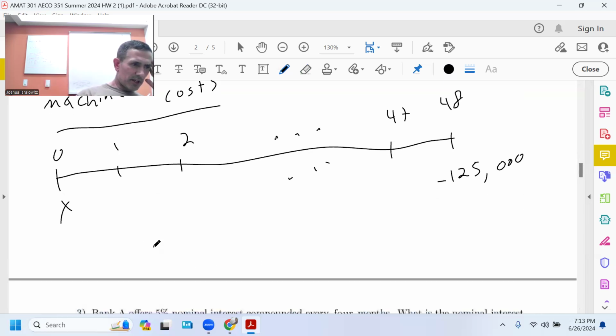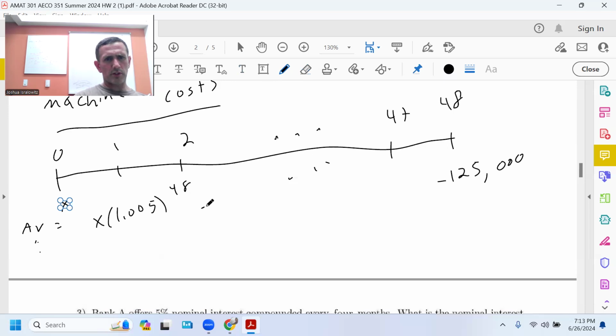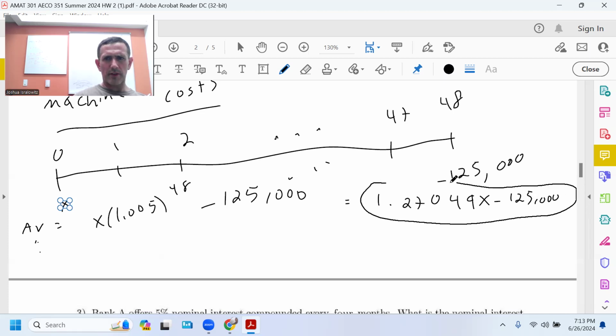So this is just going to be accumulated value. Let me move this up a bit. I'm definitely running out of room here. So this accrues 48 months of interest. This accrues nothing. So it's 1.27049x minus 125,000.